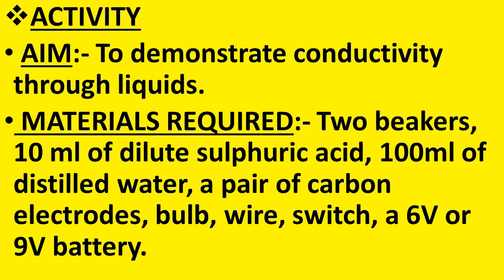Now, we will discuss an activity to demonstrate the conductivity through liquids. So, the aim is to demonstrate the conductivity through liquids. Materials required: 2 beakers, 10 ml of dilute sulfuric acid, 100 ml of distilled water, a pair of carbon electrodes, bulb, wire, switch, a 6 volt or 9 volt battery. So these are the materials required for performing this activity.